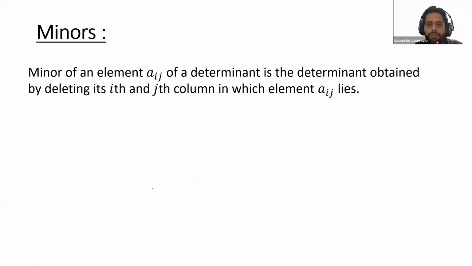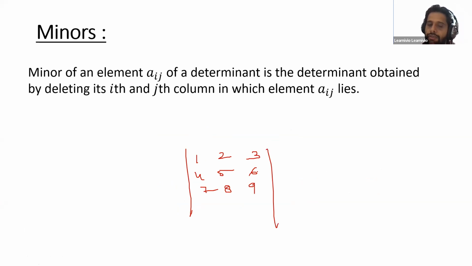Sorry, Shavya, will you repeat? So for minors, can we delete any one row or any one column? No, not any one. We will delete only that row and column to which that element belongs. For example, if we need to find the minor of 6, then we will remove this row and we will remove this column because this row and this column belong to this element. Now we will write the remaining element.